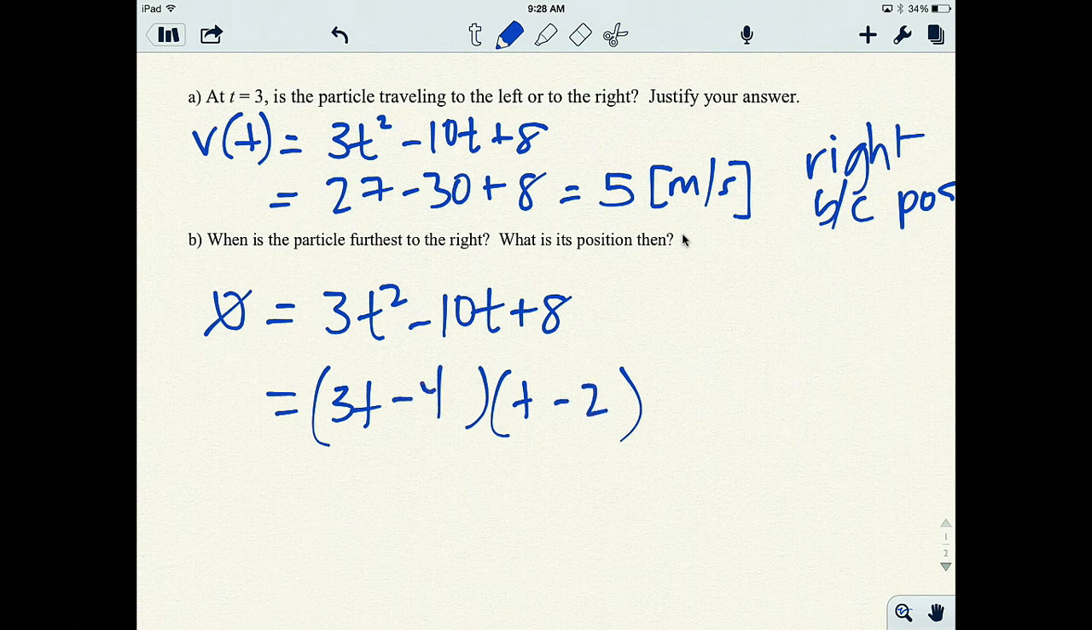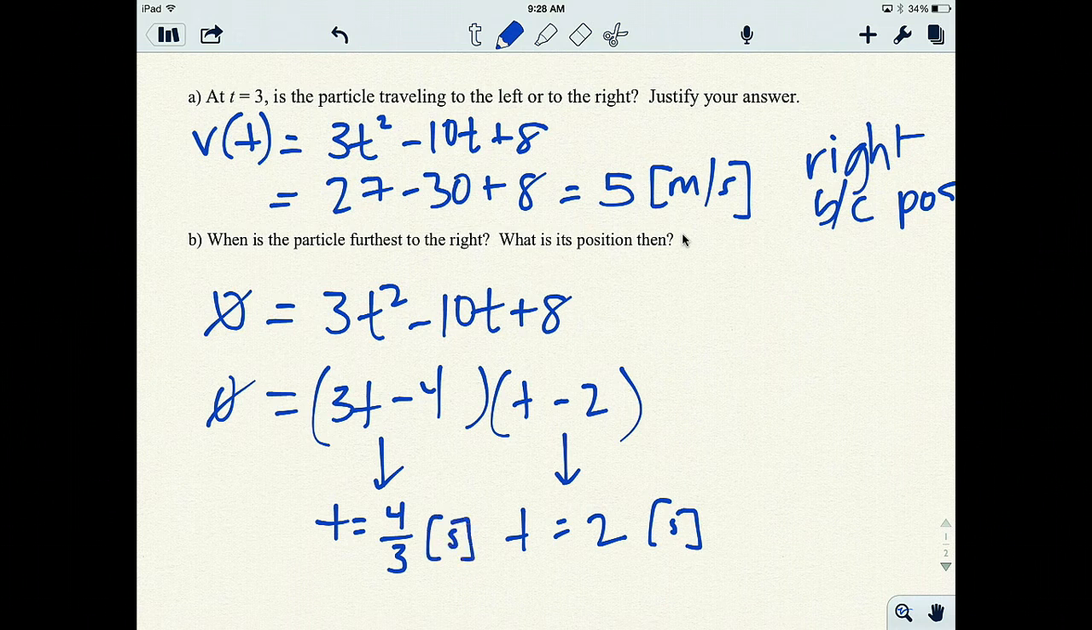Because if I multiply those, I get a positive 8, and if I multiply it out, I'm going to get a minus 10 on the inside as well. So it's been factored out. I know that for this to equal 0, this has to equal 0, or this has to equal 0, which means the time has to equal 2, or the time has to equal, in this particular case, 4/3 seconds.